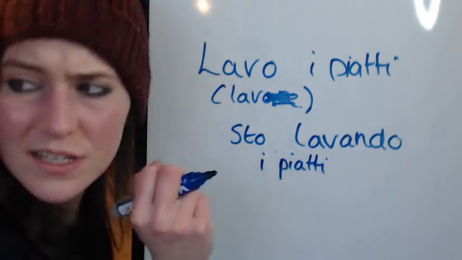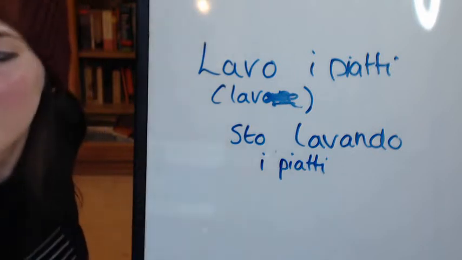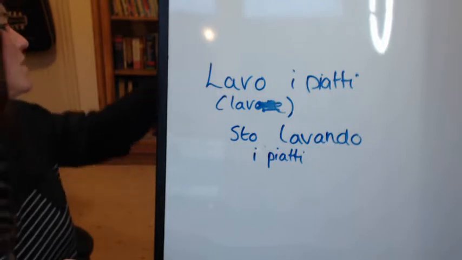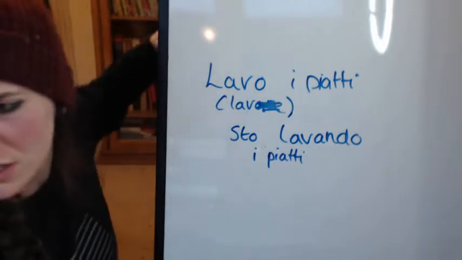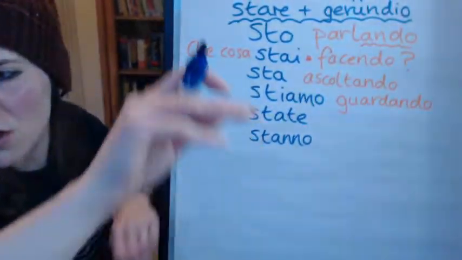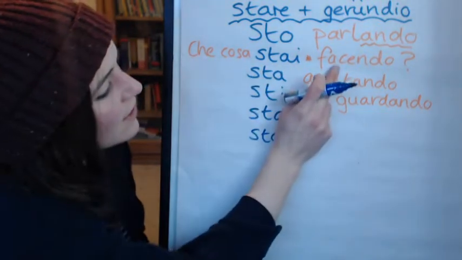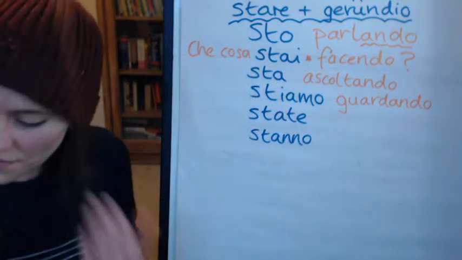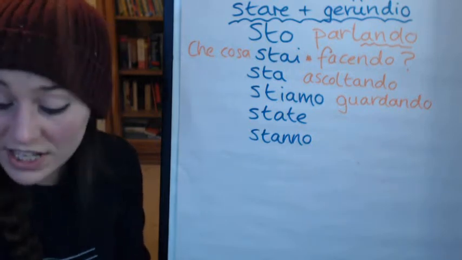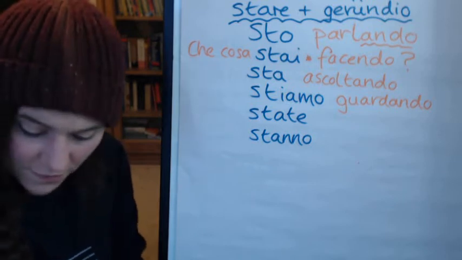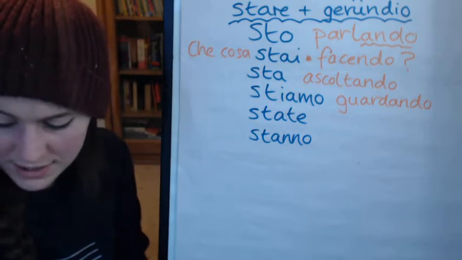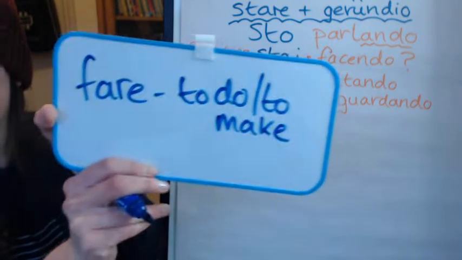So earlier on, I think I used a couple of examples in the tu form. Che cosa stai facendo? So, what are you doing at the moment? Oh, here it is. Che cosa stai facendo? So there we have the verb fare, which is, unsurprisingly, irregular, even in its gerund form. Fare is the verb to do or to make, depending on how it translates into English, because it's the same verb in Italian.